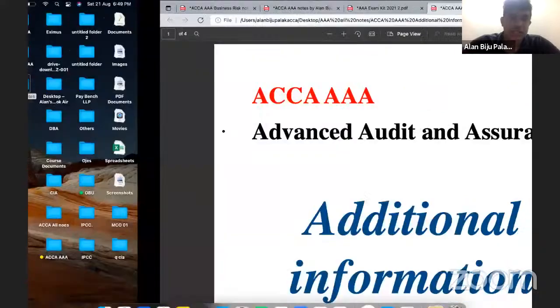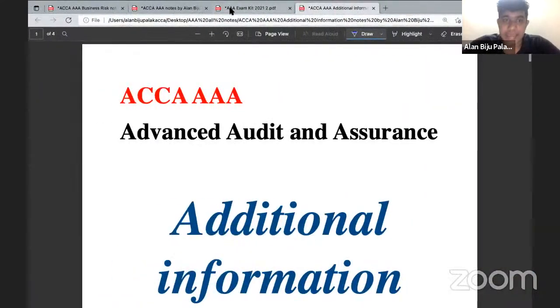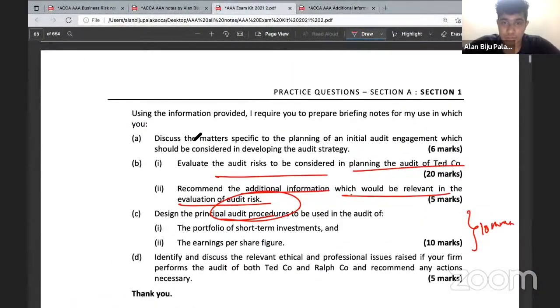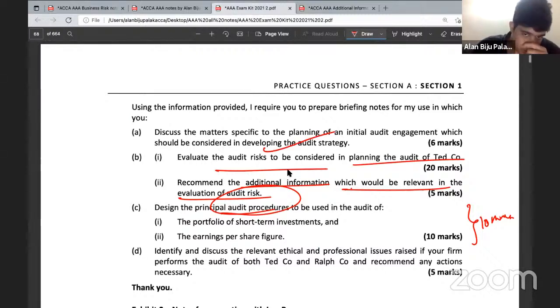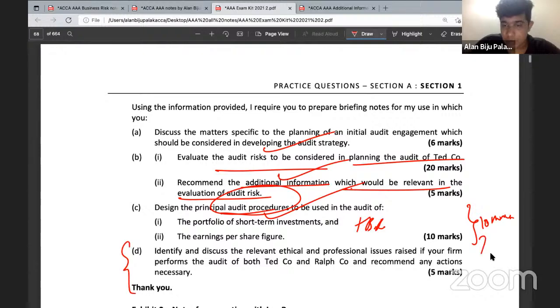All right. So these are some of the main areas which are asked in almost all the questions. You used to have a question on audit risk, additional information, audit procedures. And there can also be chances of having business risk as well. Then we will have a short discussion on the ethics part.